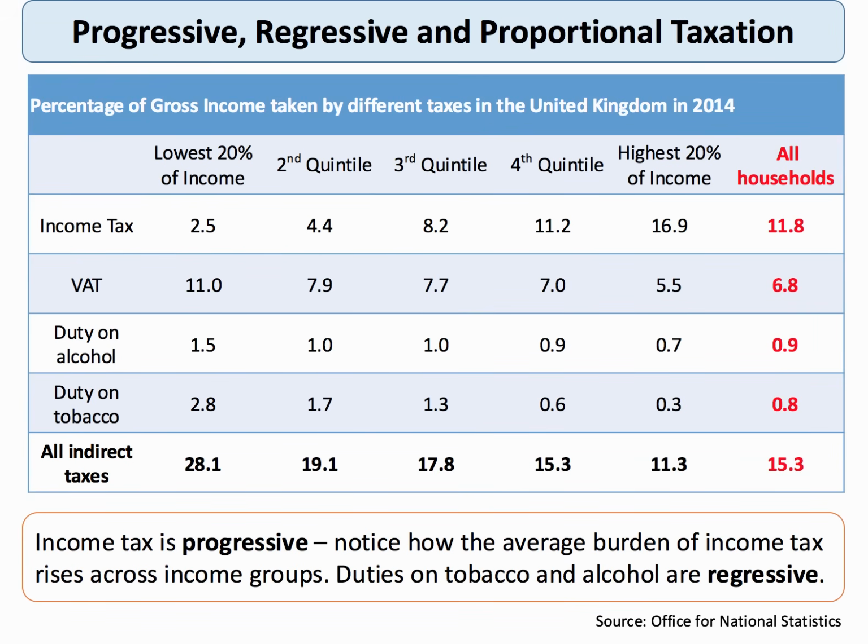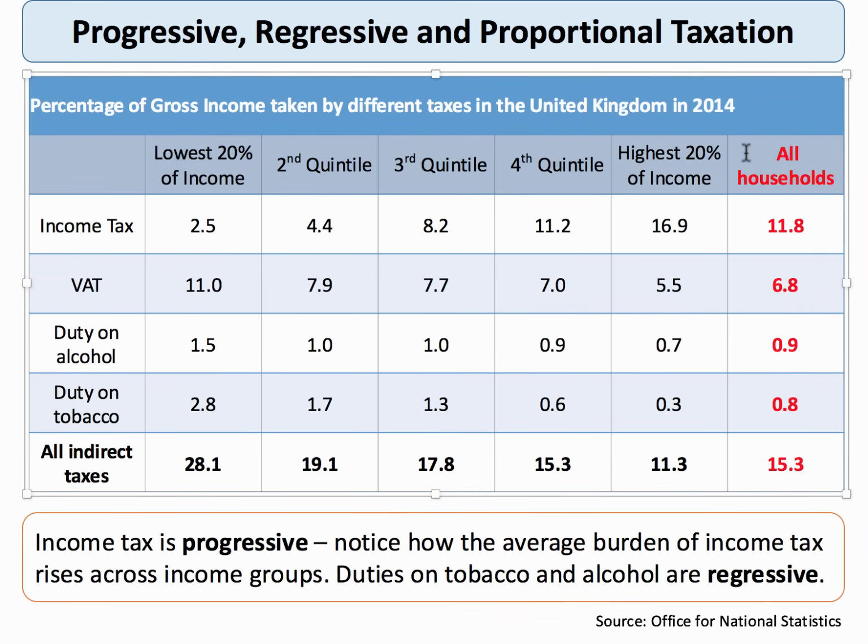Let's have a look at this. If you take households from left to right, we're taking across the top here, so that the first quintile is the poorest 20% of households, followed by the second, third and fourth quintile. We get to the right hand side here, the highest 20% of households, the richest 20%. What this table shows is the percentage of those people's gross income which is paid in various taxes.